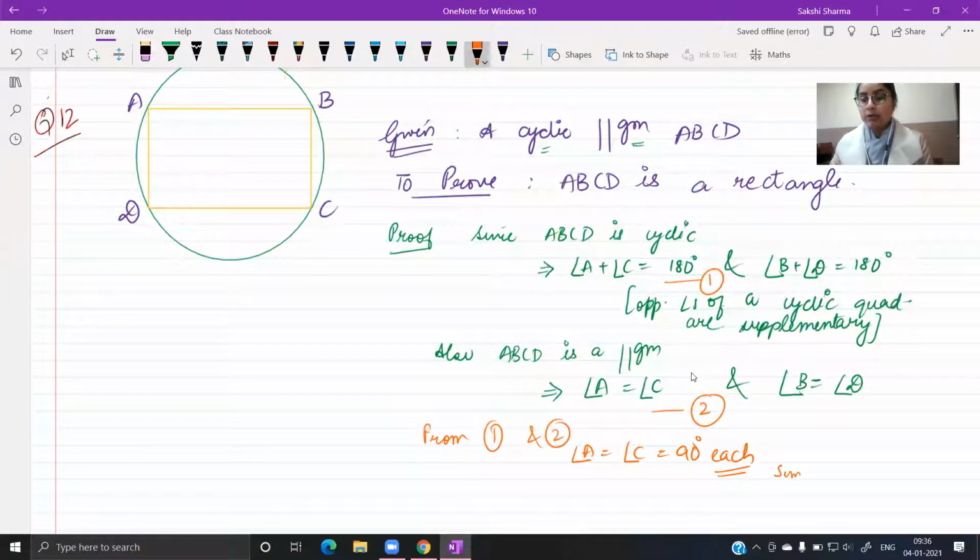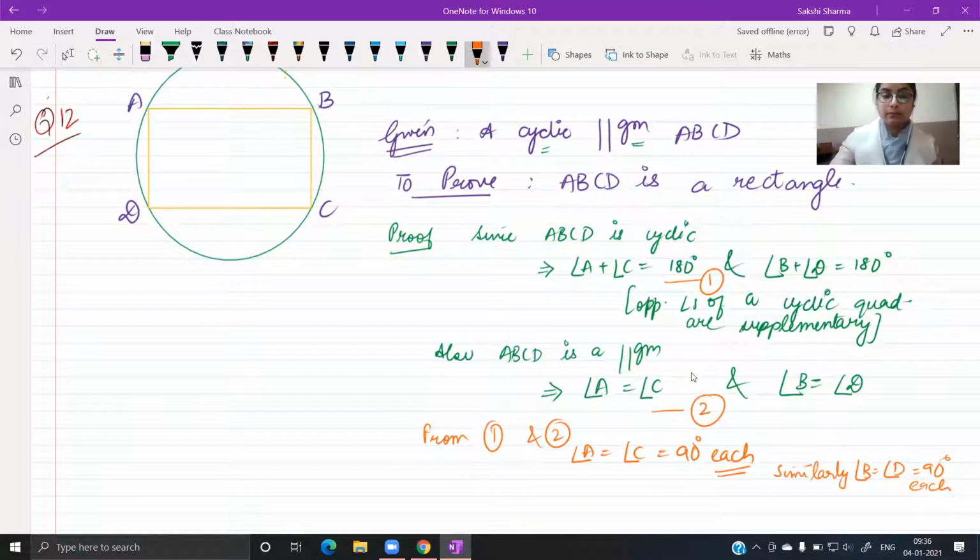If you want, you can write down similarly, angle B is equal to angle D equals 90 degrees each. Although we just wanted to prove only one angle equals 90 degrees, here we have proof that each angle is 90 degrees. This means that the parallelogram that we have here is a rectangle.